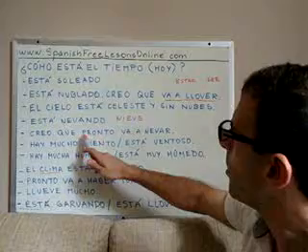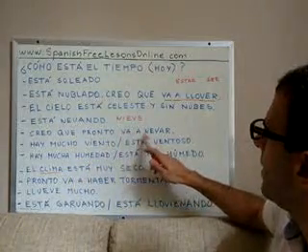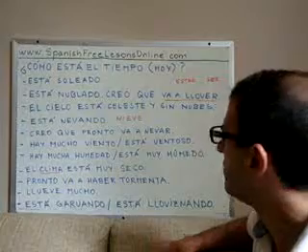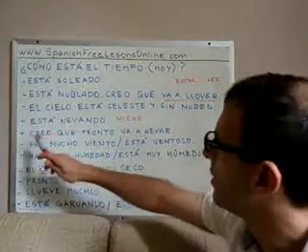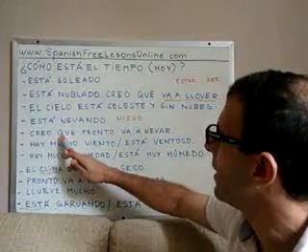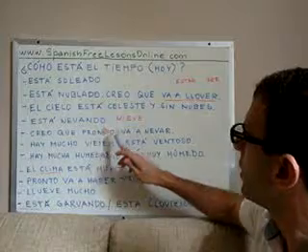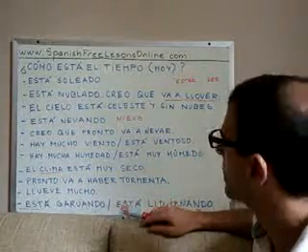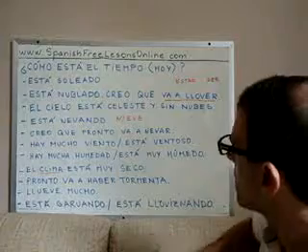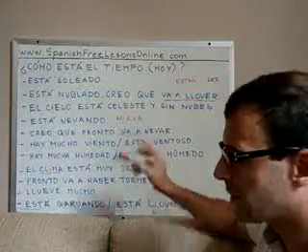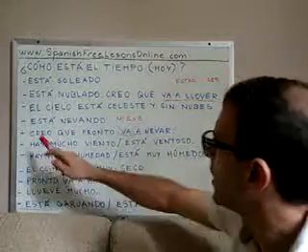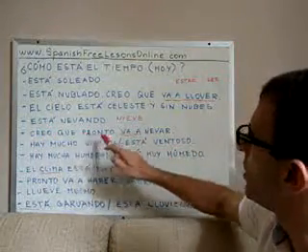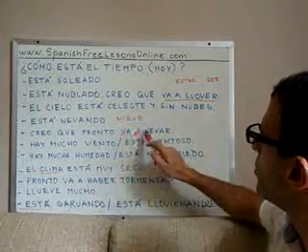Creo que pronto va a nevar. Now we can see nevar as a verb in infinitive. This means I think that soon it is going to snow. Okay? So here again we have a future tense. Creo que pronto va a nevar. I think that soon it will, or it is going to snow.